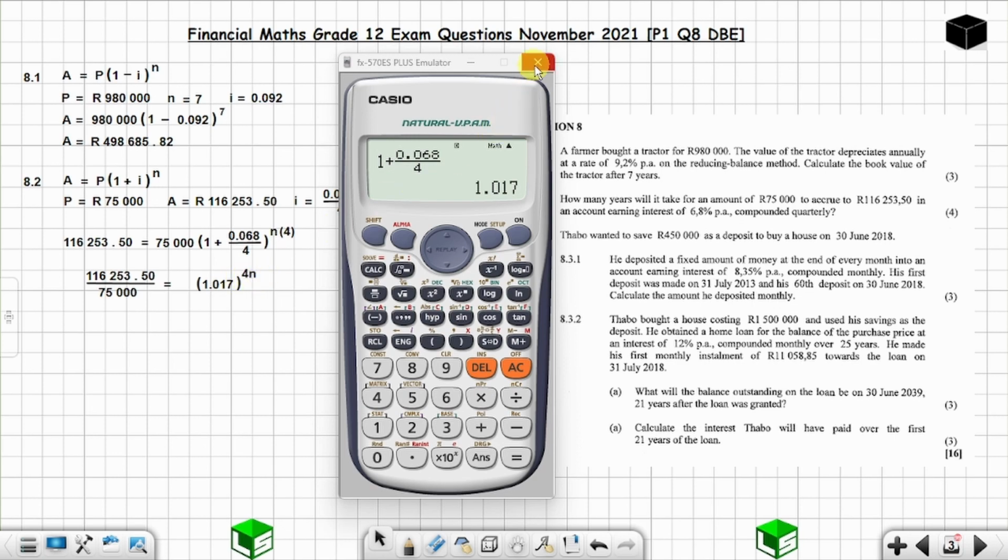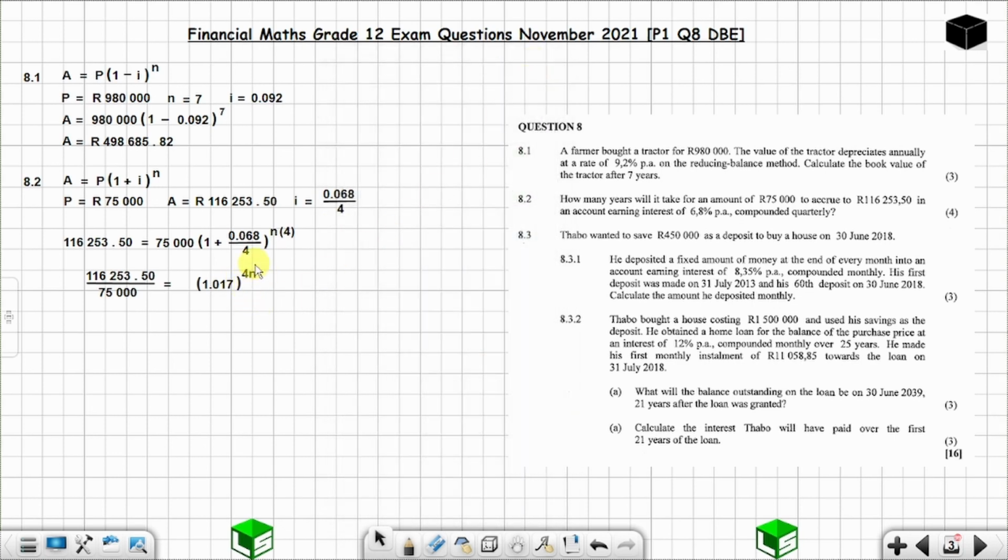Okay, let's carry on. Now we need to solve for n. You can see n is the exponent. For me to bring n down, I'm going to introduce log on both sides so that I can bring 4n down. So I have this, equal to, this can go down, 4n multiplied by this. You bring 4n down, you multiply by this. Now you have this.